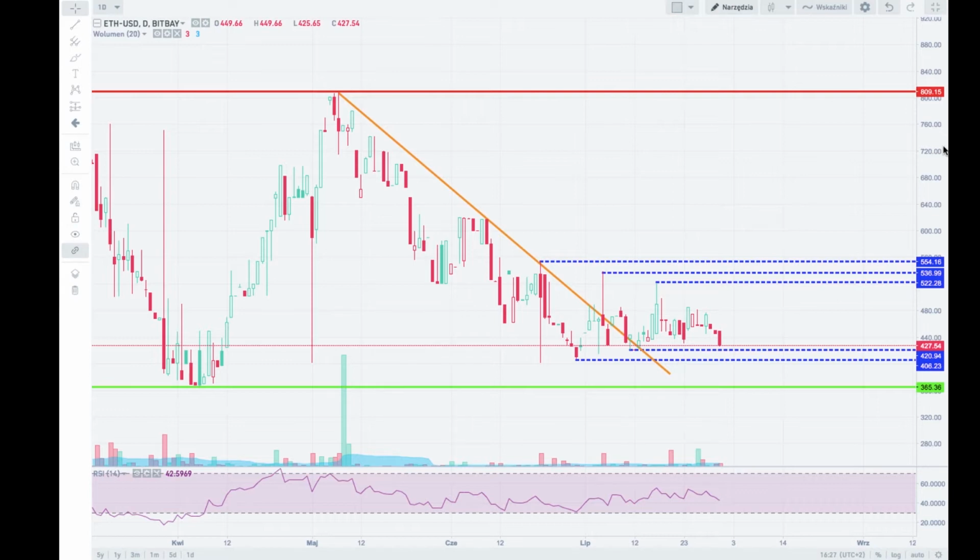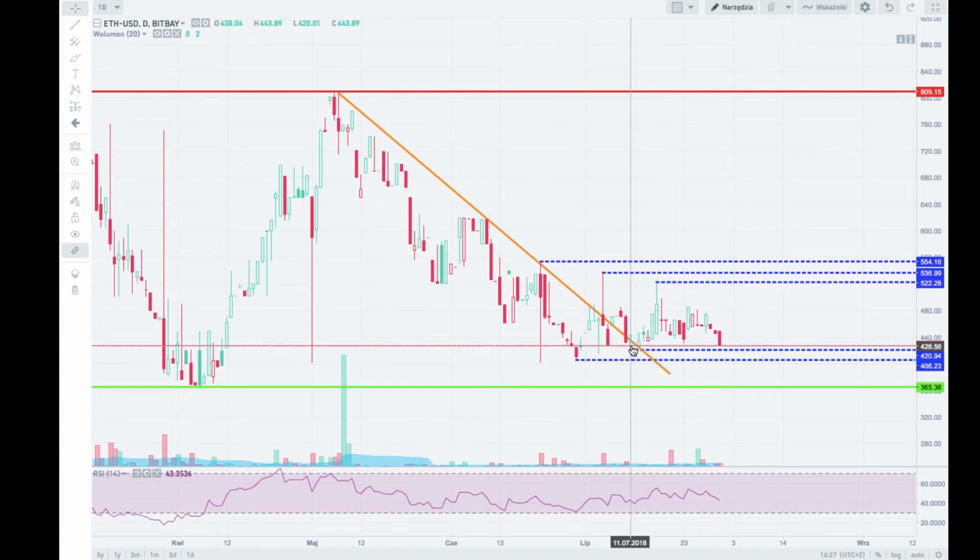We are going to start this analysis on the daily time frame, where we can see the beginning of the downtrend that started at the level of 805. Then the technical support at the level of 420 has held the bears from pushing the price even lower, and then after a few days we have the first breakout higher above this descending trend line.